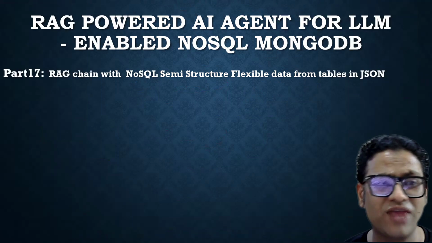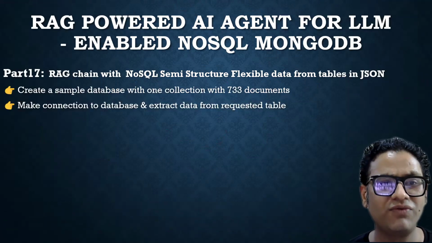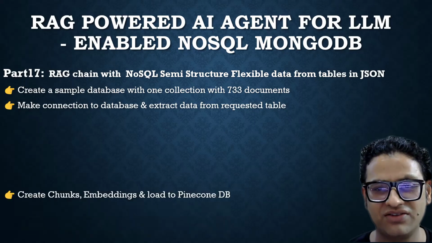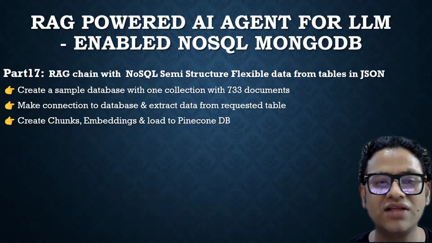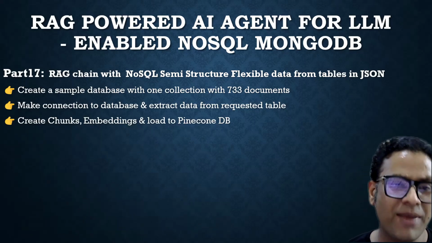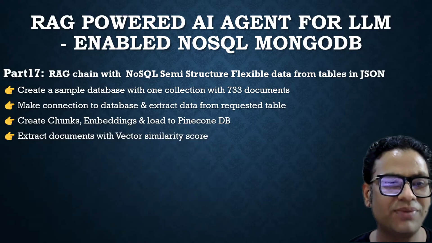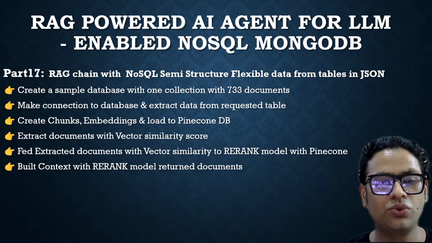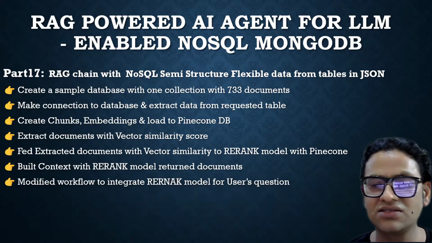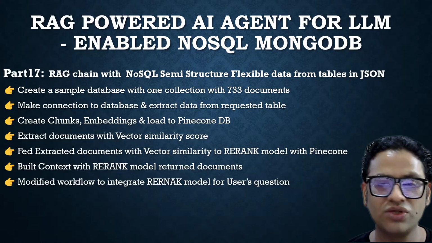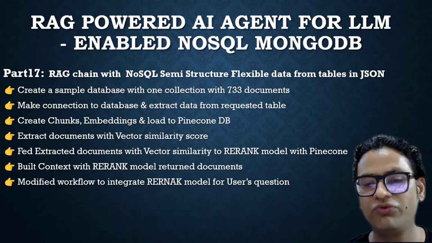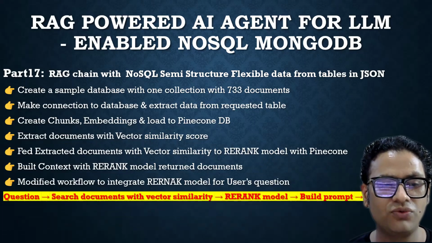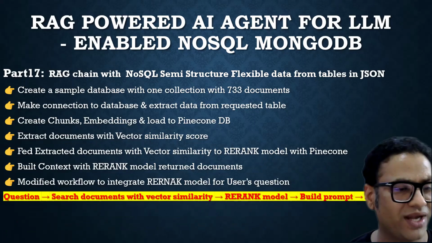As usual, first we have to implement the backend part. When we implement the backend, obviously it's a database, so we have to make the connection and extract the data. We then convert the extracted data into chunks, create an embedding, and load it to the Pinecone DB, which is a vector database. Whenever the user raises a query, we extract the context based on vector similarity, which provides us 10 documents, and those 10 documents are fed into the rewrite model to increase the accuracy of the context. Then we feed that to the LLM so that the LLM can provide the answer.